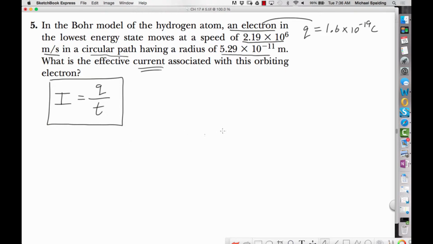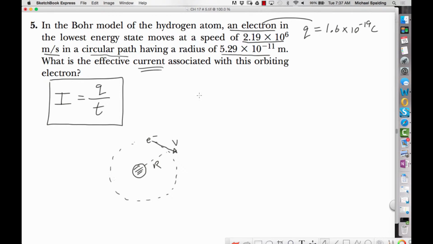Now, here's a diagram of what's happening. So here's the nucleus, and then we have this electron that's orbiting around the nucleus, and we're given the radius, and we're given the velocity of the electron. So the first thing I'm going to calculate is the distance around one circle. The electron travels once around the nucleus. Let's find out how far that is.